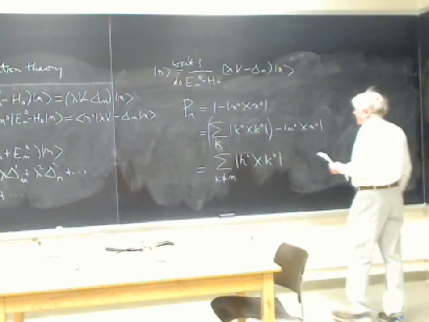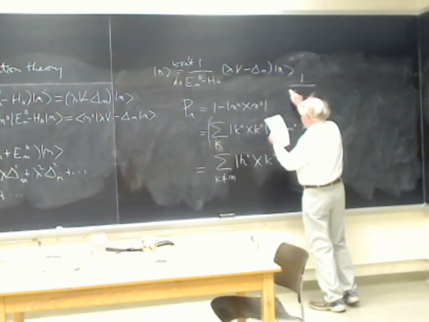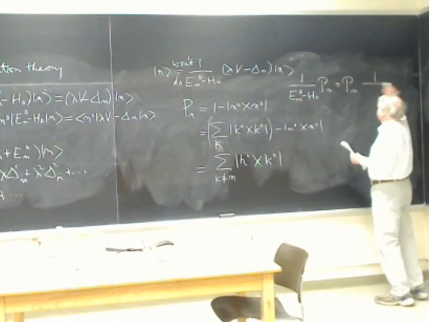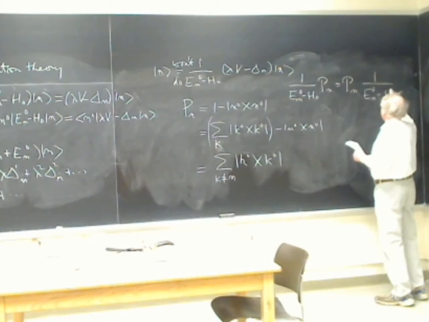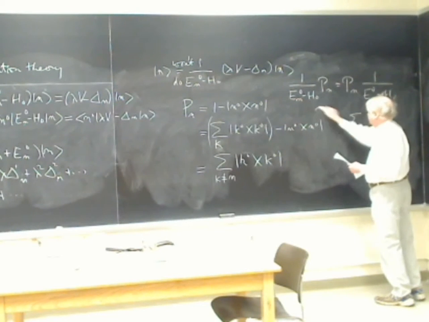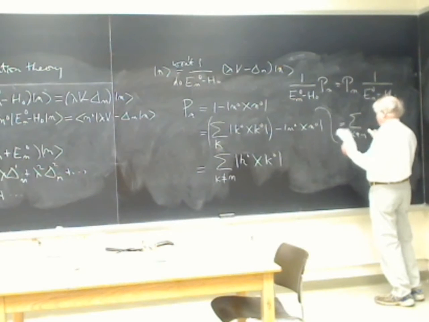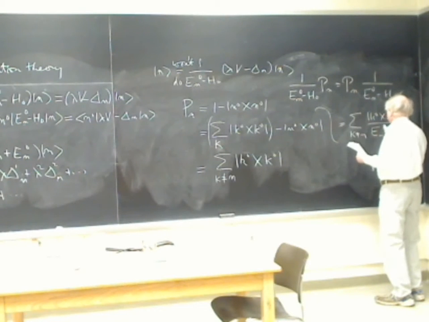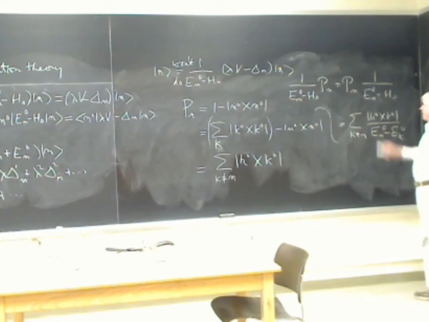That projection operator then behaves like this: 1 over (E_n0 minus H0) times P_n is the same thing as P_n times 1 over (E_n0 minus H0), and it is just the sum over k not equal to n of |k0><k0| over (E_n0 minus E_k0). That is to say, these k's are eigenstates of H0, so they just kick out E_k0 down here. So this is a structure that we can deal with.